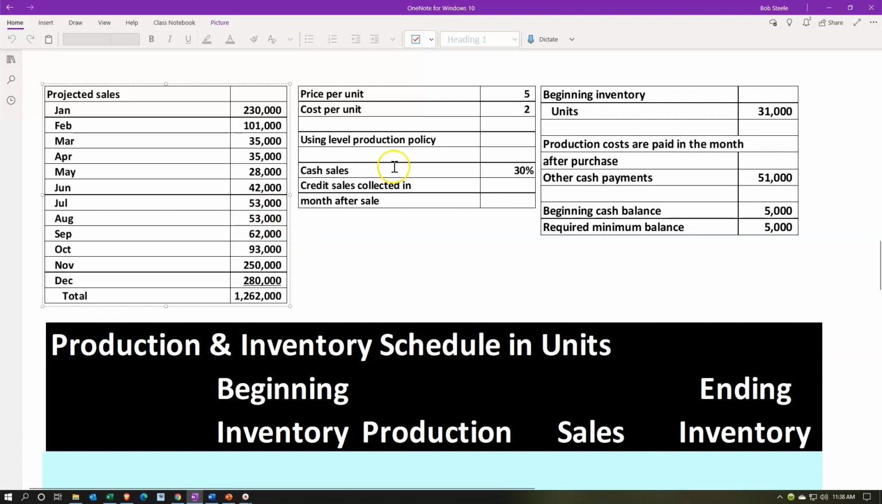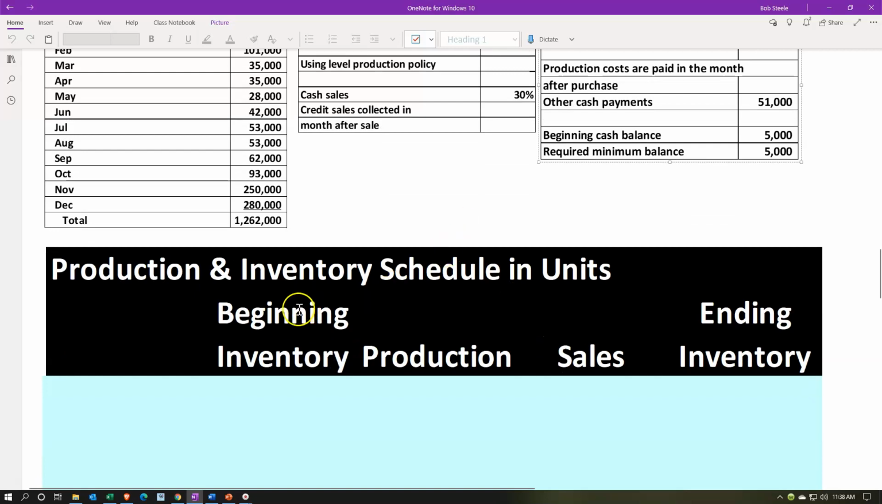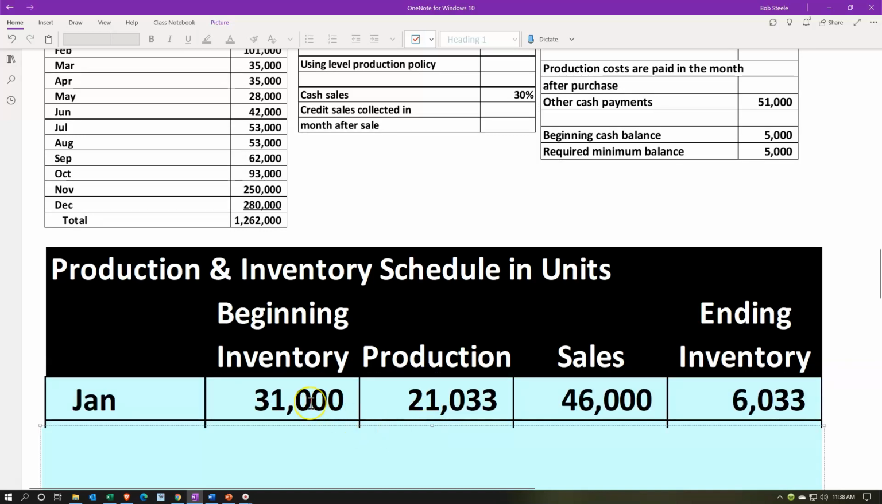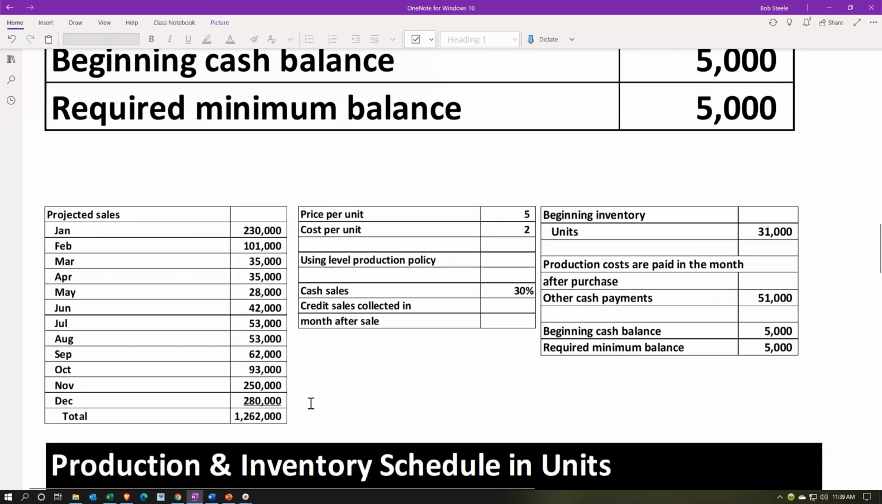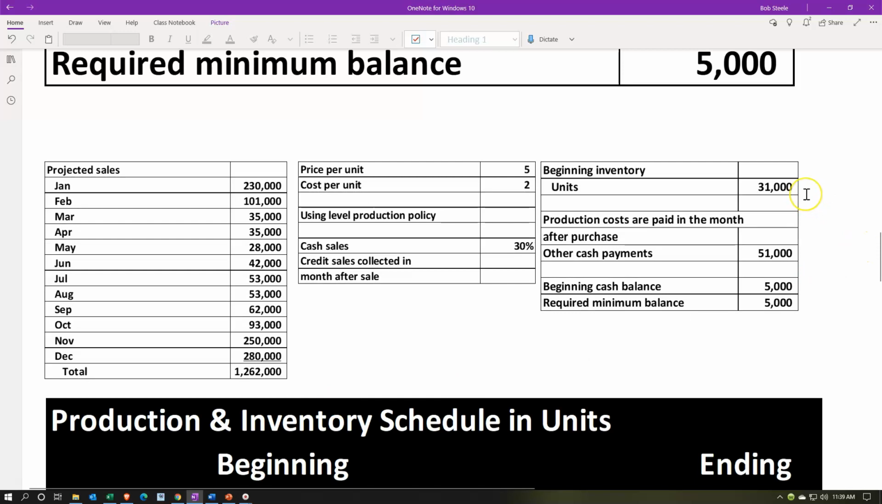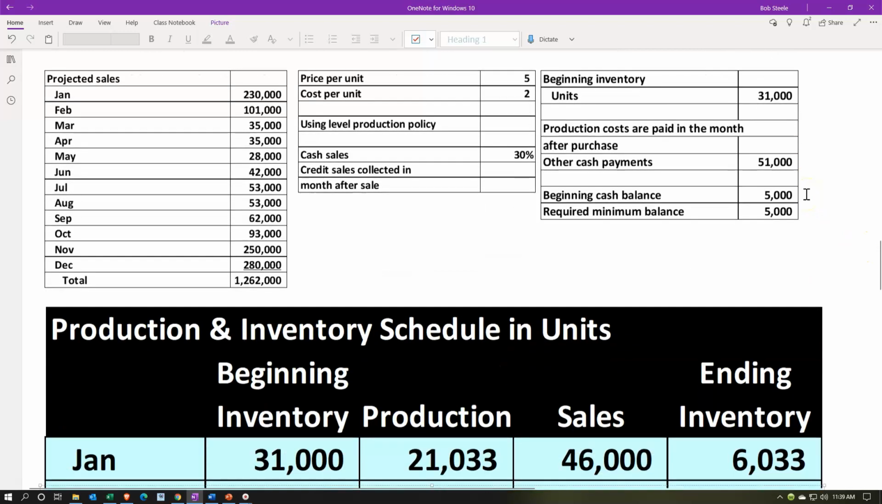Then we have our information here, just a smaller breakout of that information that we can use to work through the practice problem. So first we're going to have the production and inventory schedule in units. We're going to start off with January, where we had 31,000 units. That was given to us in the problem up top. I can go into right here, the 31,000. That's what we start with in terms of units.